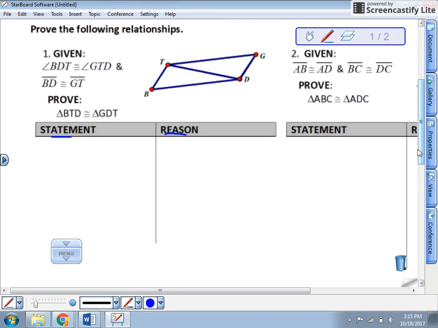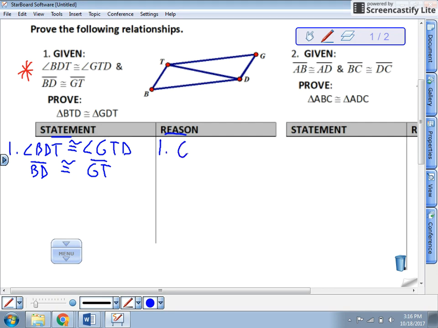Okay, when you're doing these proofs, the first thing you will always do, every time, is write down the given information. So I like to number these. So I like to say number one, we're going to just literally rewrite angle BDT is congruent to angle GTD. Okay, and we're going to write down that segment BD is congruent to segment GT. Okay, and the reason, well, it's given. So that is the reason. So we're going to have to justify everything we do.